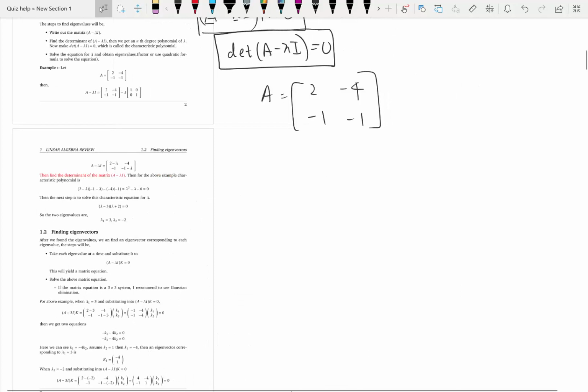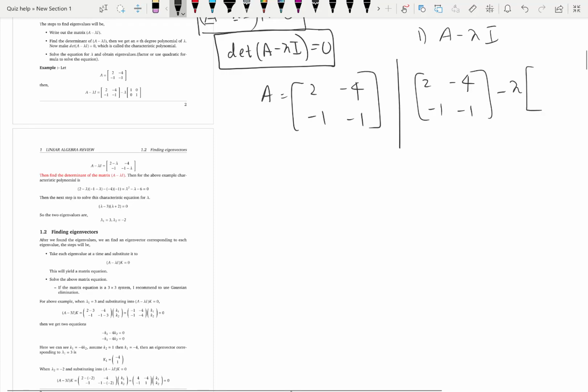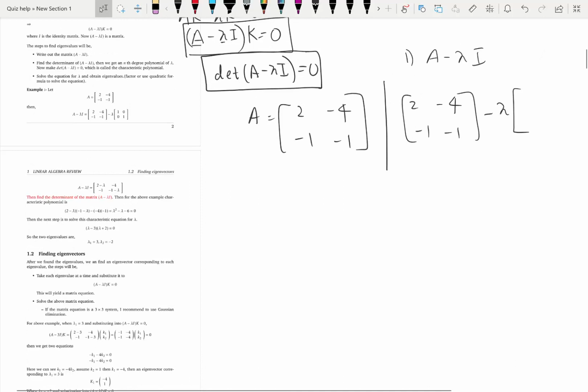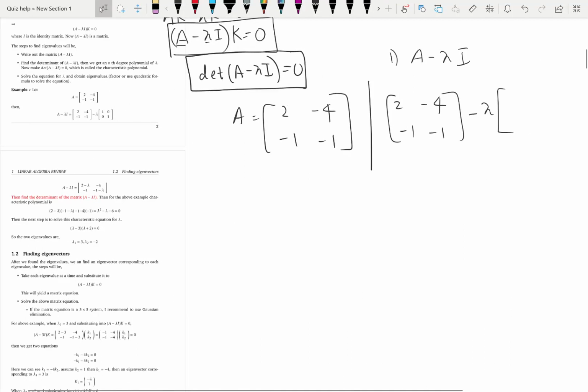What you do is, first write, I will do it step by step. Here are the steps that you should follow. First write A minus lambda I matrix. So A here is [2, -4; -1, -1], minus lambda times I. I is the identity matrix. Identity matrix means here this is a 2 by 2 matrix, 2 columns and 2 rows. So your identity matrix is [1, 0; 0, 1]. I think you should know this from linear algebra.